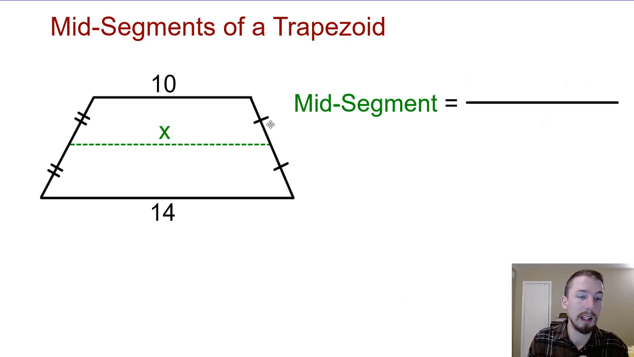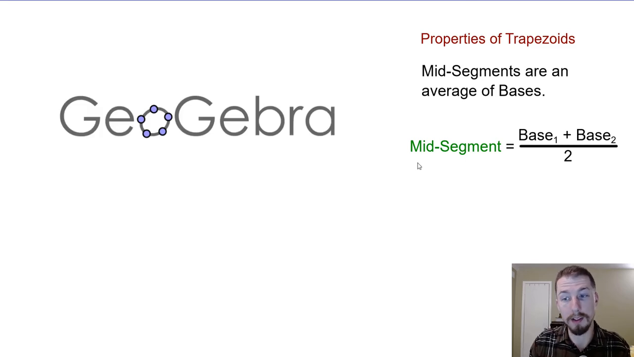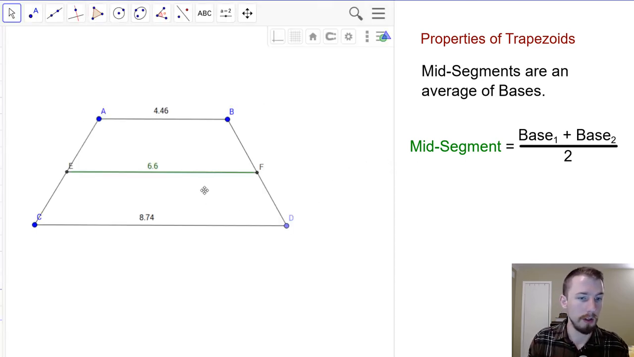So what we do is add them together, so base 1 plus base 2, divided by 2, which would be basically an average, right? So the mid-segment is the average length of the bases. So this side here would be equal to 12. Pretty simple. So I will show you the mid-segments are the average of the bases with GeoGebra.